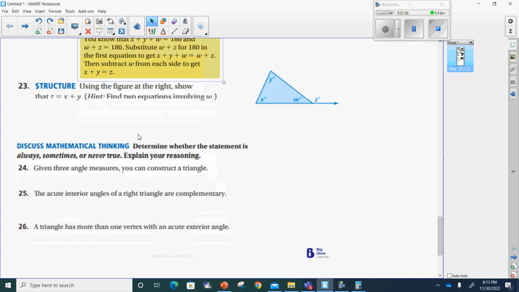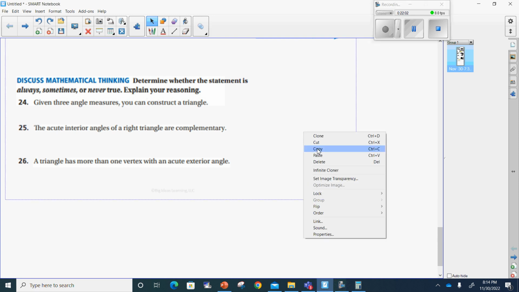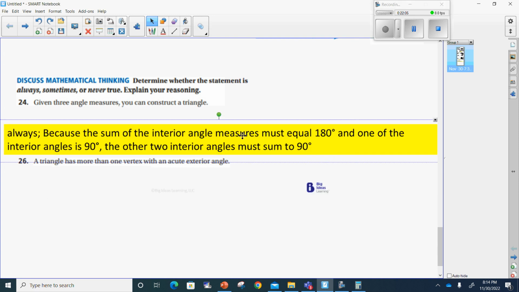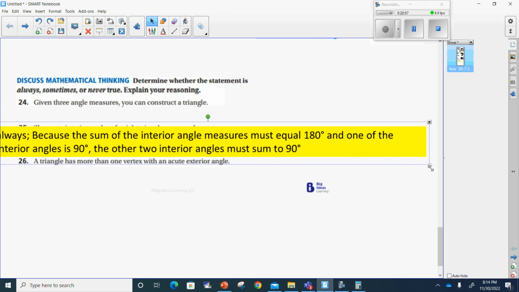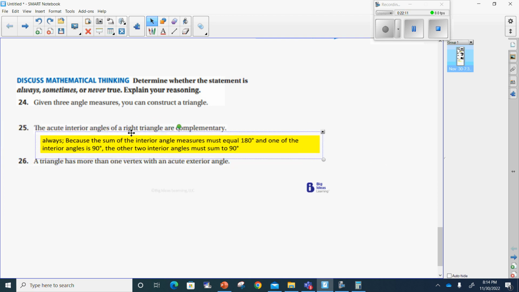All right, let's go to number 25. It says determine whether the statement is always, sometimes, or never true. Explain your reasoning. And once again, I'm not one for typing out a bunch of stuff. So here's our answer to this one. The acute interior angles of a right triangle are supplementary.